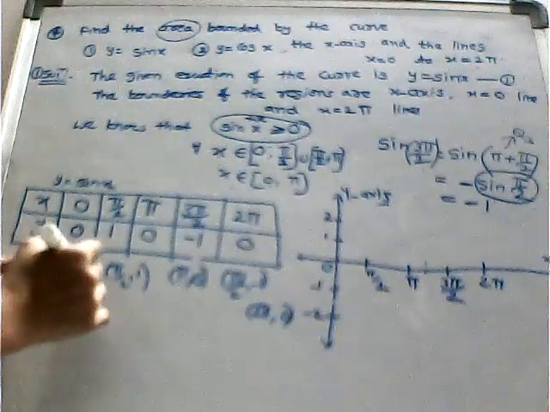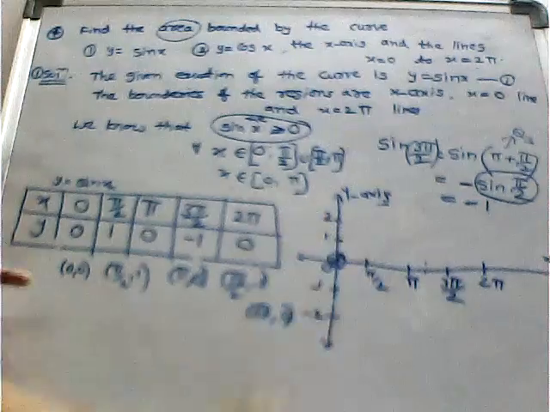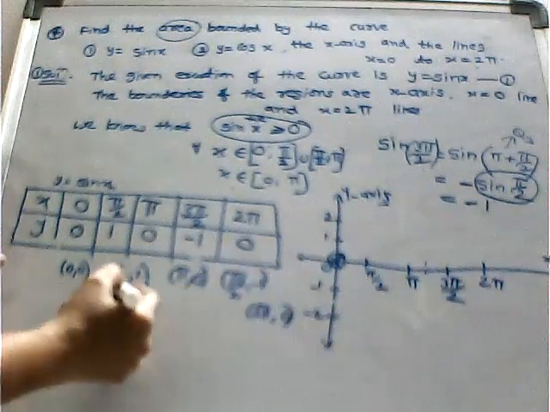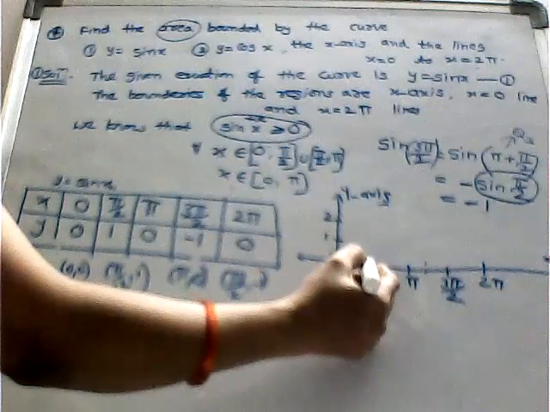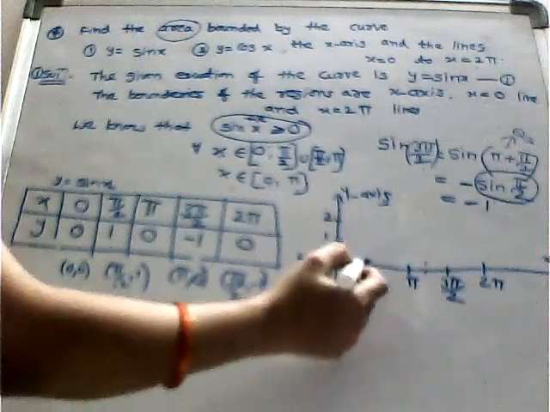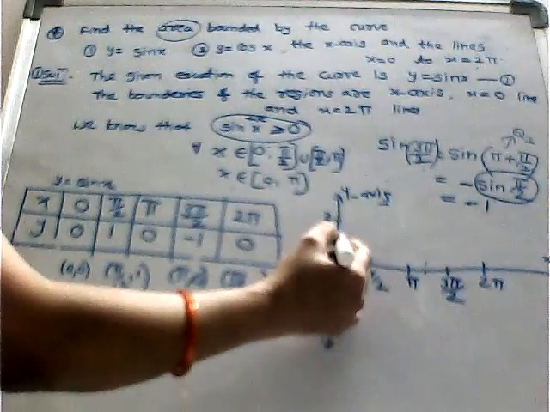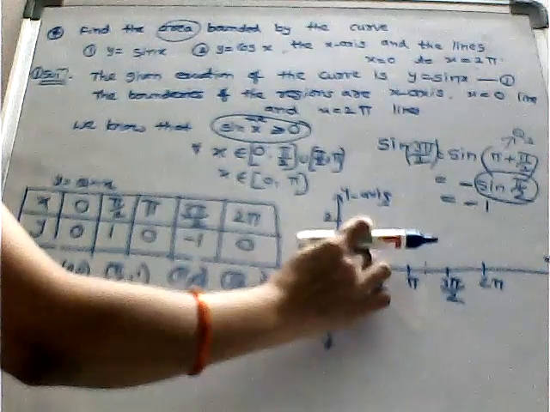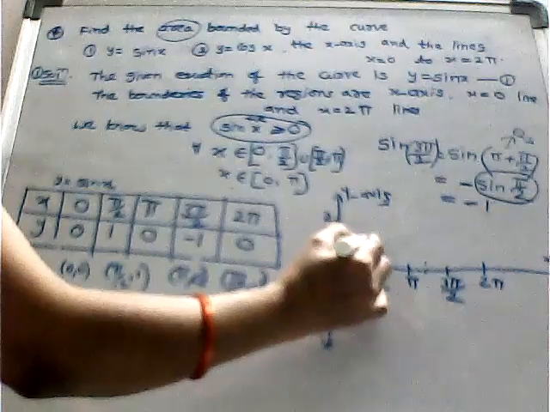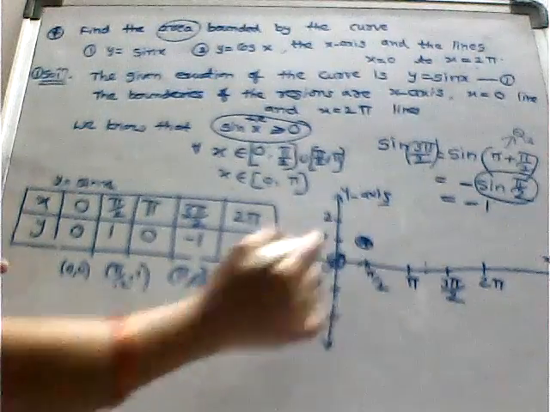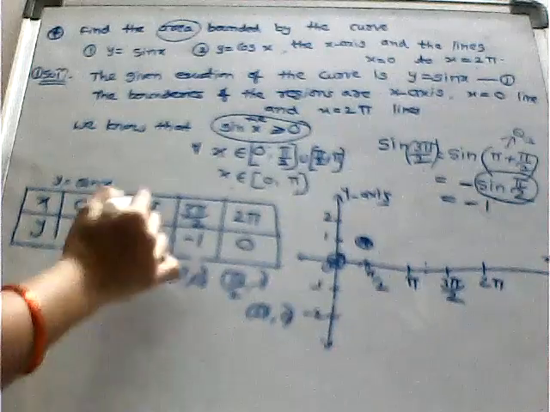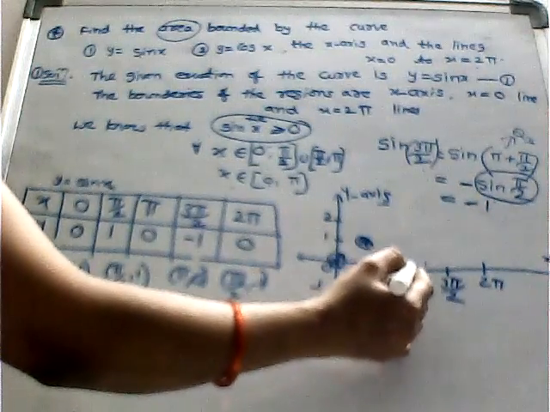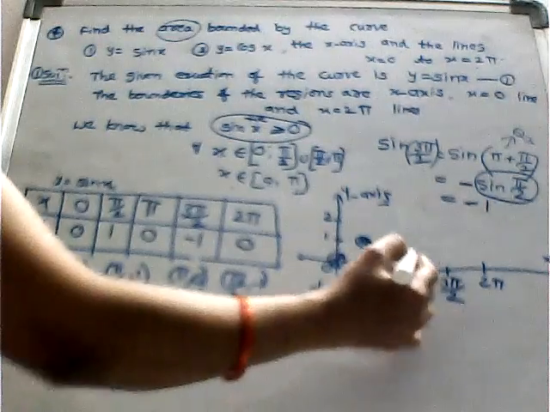So first point 0, 0. That is we get it here. So here x is equal to 0, y is equal to 0. Next pi by 2, 1. On the x-axis pi by 2, here on the y-axis we take 1. So the coinciding point is here. So the pi by 2, 1 point exists here. So next pi, 0. Pi on the x-axis, on the y-axis 0. So we got pi, 0 here.